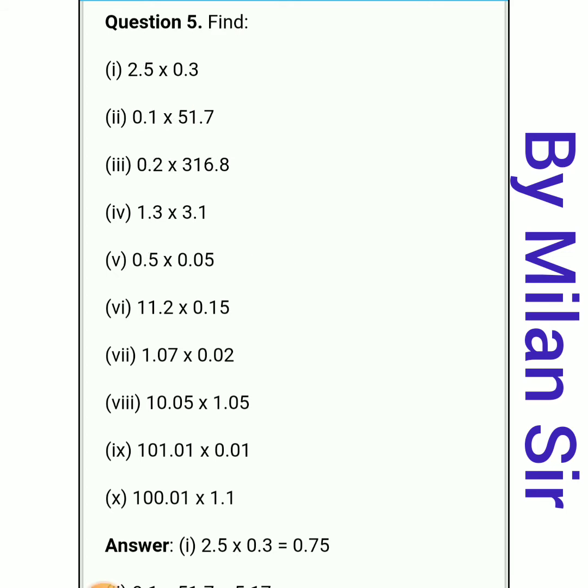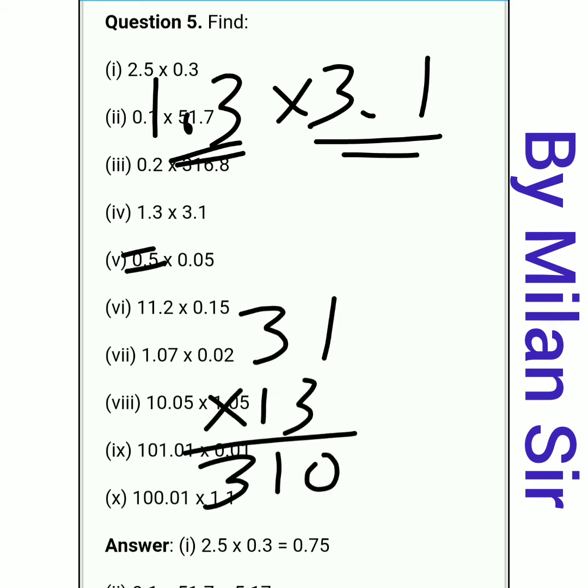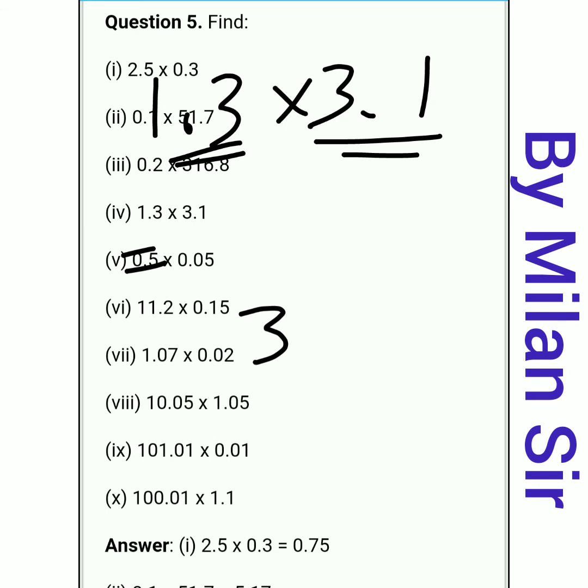Then question number 4, here we have 1.3 multiply 3.1. First of all we need to ignore the decimal point. Directly we need to do the multiplication process. That means 31 multiply 13. Here 310, then 3 ones are 3, 3 threes are 9, so total 403. Okay, multiplication of 13 and 31, it is 403. So here we need to write 403.